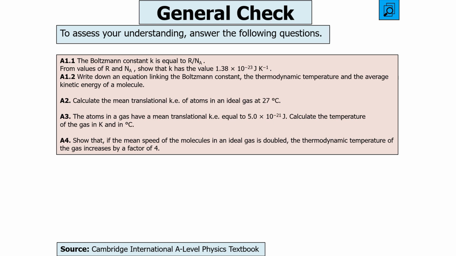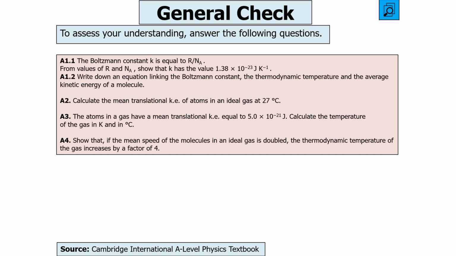From the values of R and Na, show that k has a value of 1.38 times 10 to the minus 23 joules per Kelvin. Then write down an equation linking the Boltzmann constant, the thermodynamic temperature, and the average kinetic energy of a molecule. Calculate the mean kinetic energy of atoms in an ideal gas at 27 degrees Celsius.